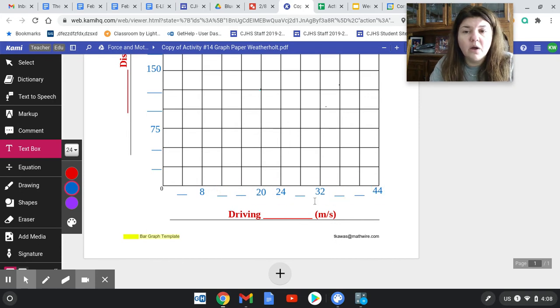And I didn't fill them all in here for you, so you have to kind of think. But this one is 4, this one's 8. So what's this next line going to be? What's this one going to be? Okay, so fill those in.